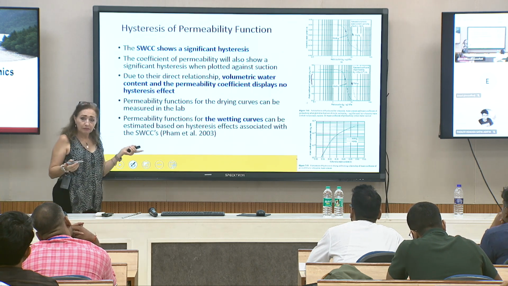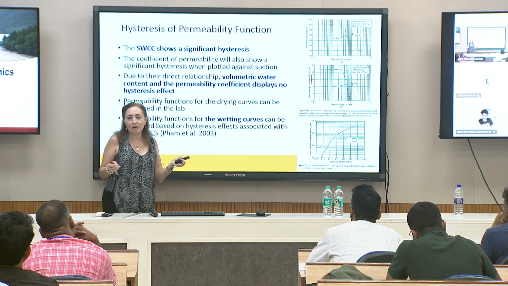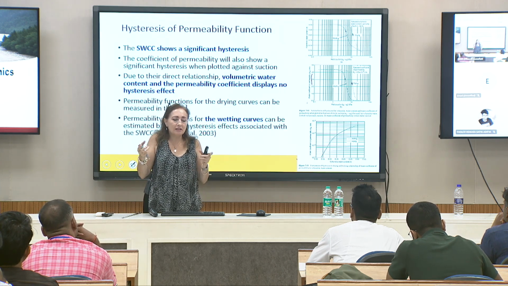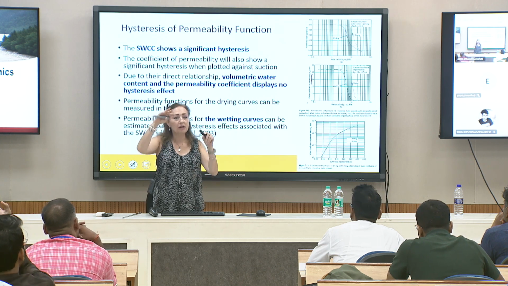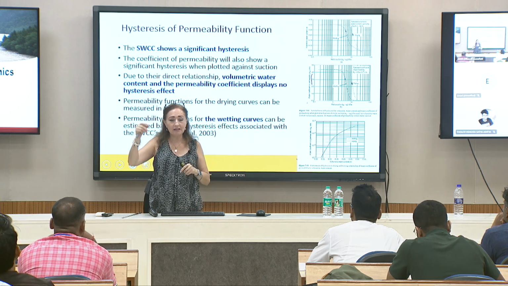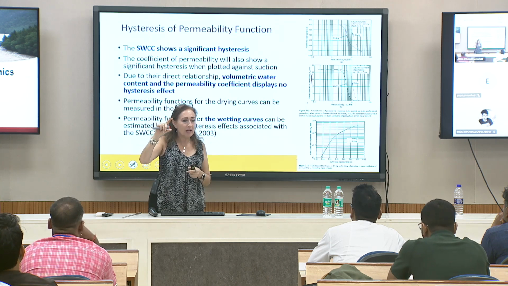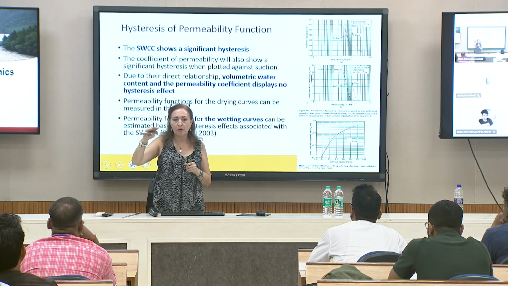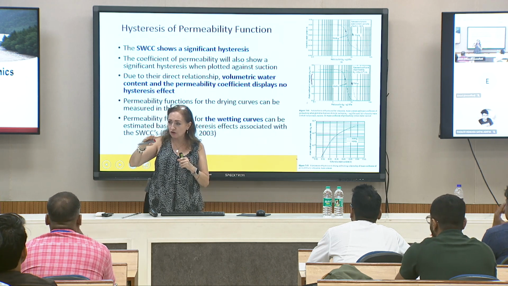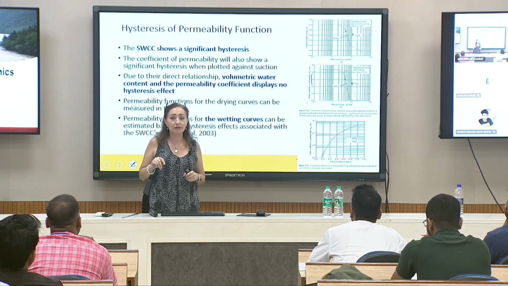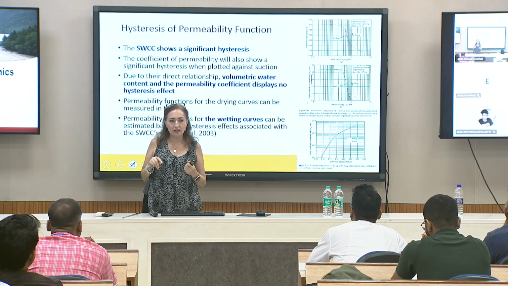What we usually measure in the lab is easy, but you can do it either way. You can measure the drying curve. It's easy to put a high suction value, saturated sample, and then you start applying pot pressure or just changing your suction until you get into the drying side. It's an easy thing to do.